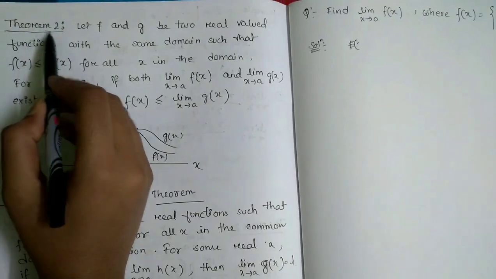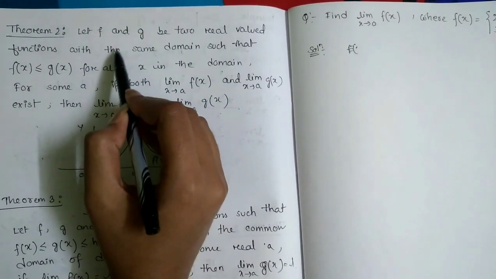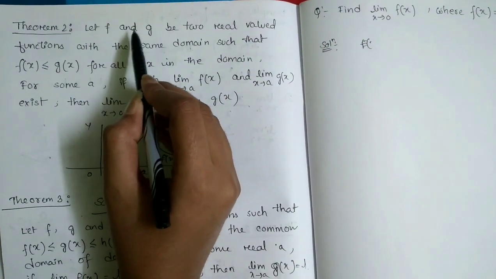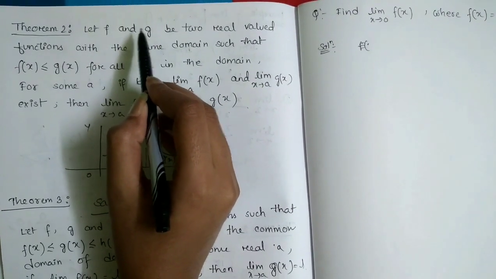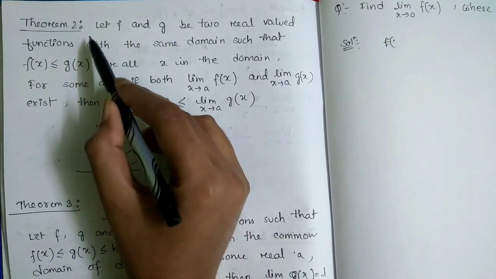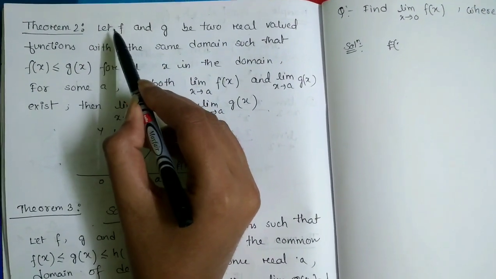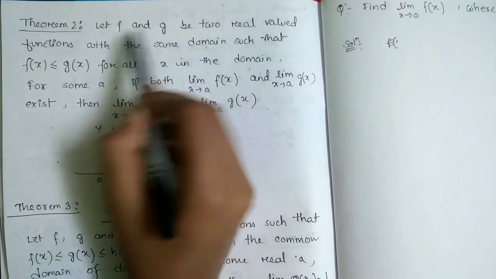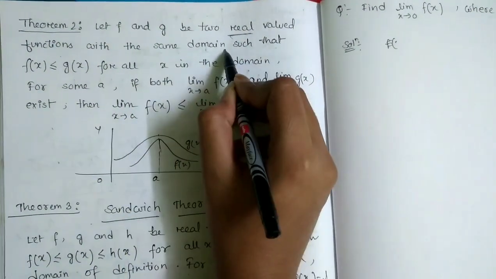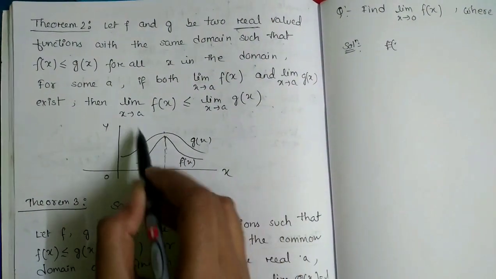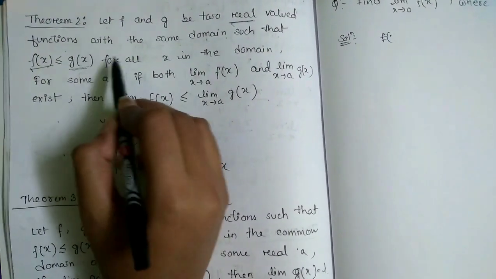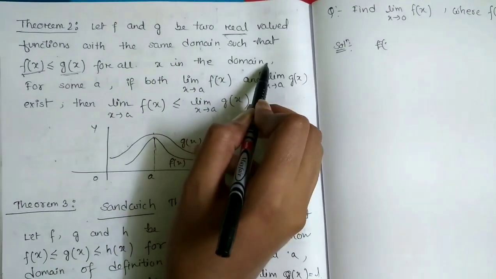So our second theorem is, the first theorem is already discussed and explained in the previous video. If you have not seen that video, you may visit and watch theorem number 1. So here the theorem is, let f and g be two real valued functions with the same domain such that f of x is less than or equal to g of x for all x in the domain.